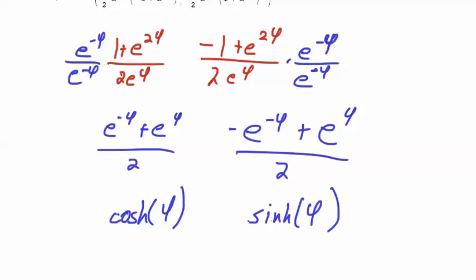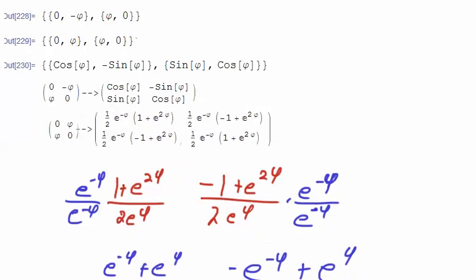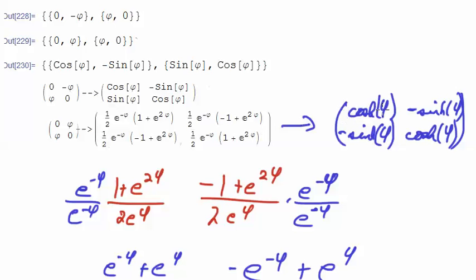So what this equation actually gives you is precisely cosh phi, negative sinh phi, cosh phi, the equation for a hyperbolic rotation. So Mathematica didn't simplify this, but if it had, it would have given us the exact same hyperbolic cosine and hyperbolic sine.